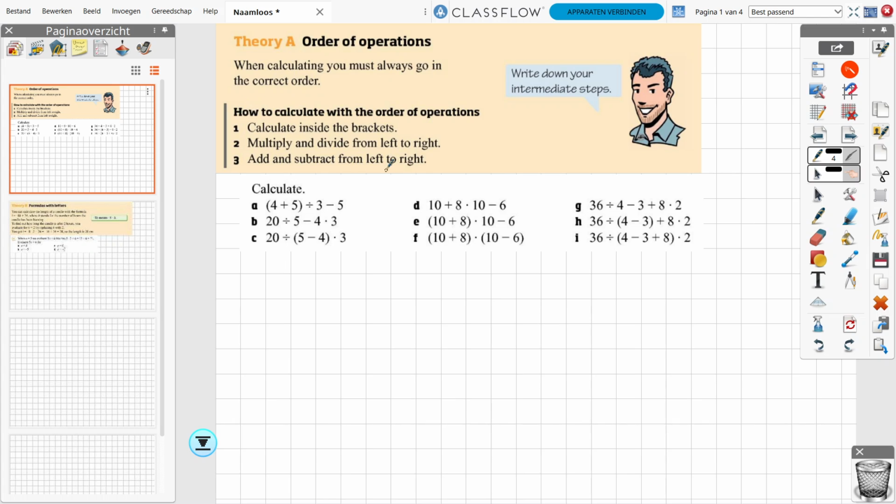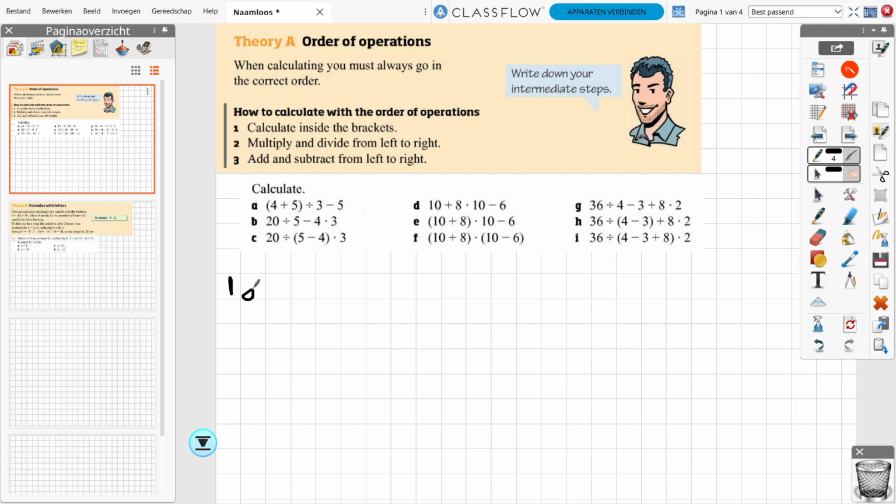What was the order of operations again? 1. Calculate things inside of the brackets. If there are any, of course, right? If there are no brackets, you can skip this step and go to 2. Multiply and divide from left to right. Are you done? Then go to 3 and add and subtract from left to right.